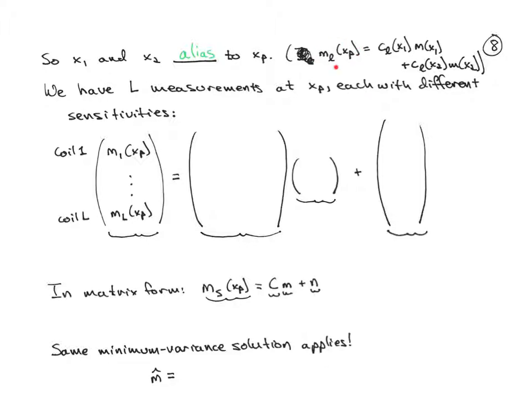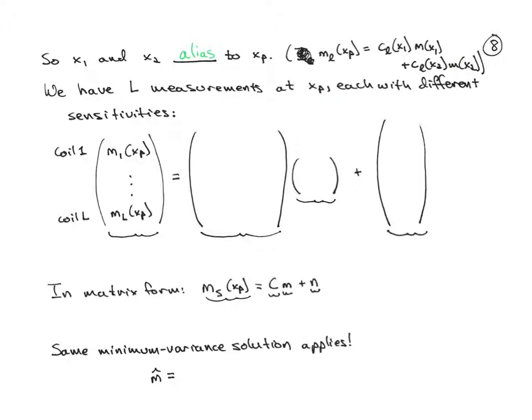So the signal that we get in coil L at this location xp in the aliased image is equal to coil L's sensitivity at voxel x1 times the true signal at voxel x1, plus coil L's sensitivity at voxel x2 times the true signal at x2. So what we have is L measurements at this point xp, each with different sensitivities, right? Because we acquired the undersampled image with capital L separate coils. So you can start to get some hints here about how we're going to have enough equations to be able to get back the original signals at the two voxels that aliased onto each other.